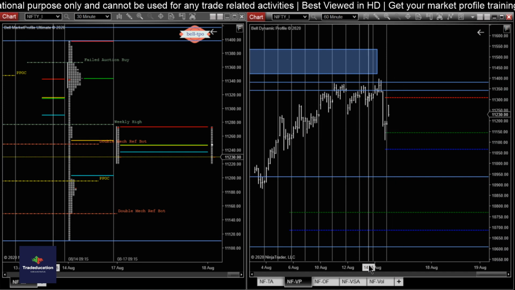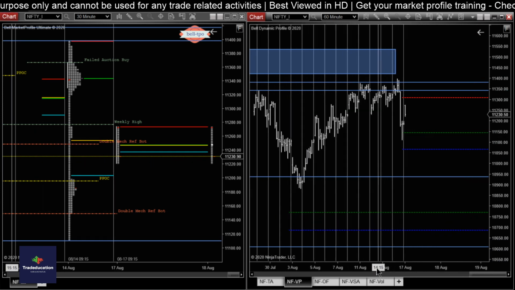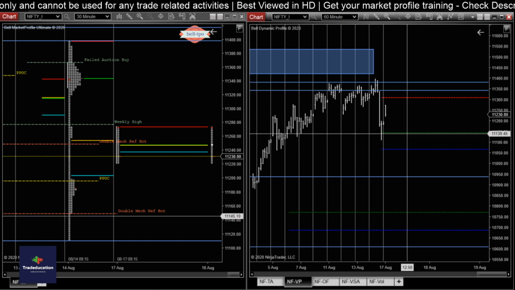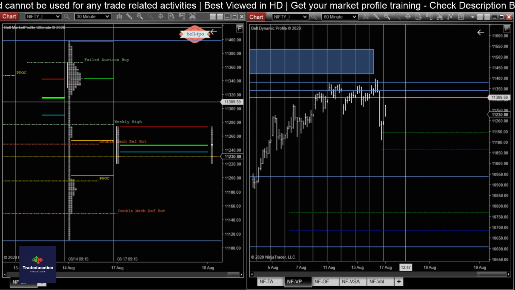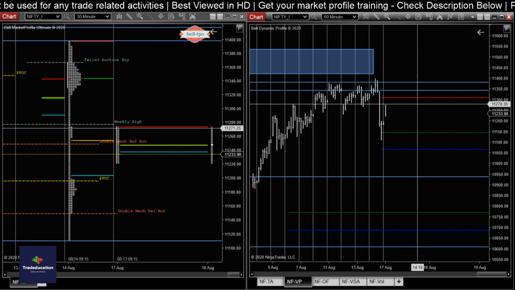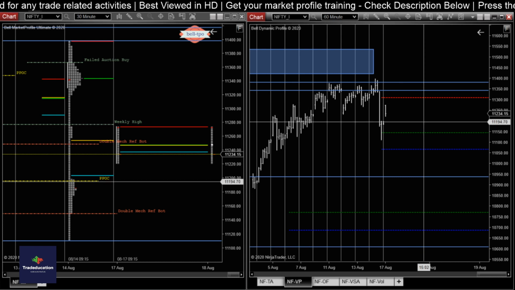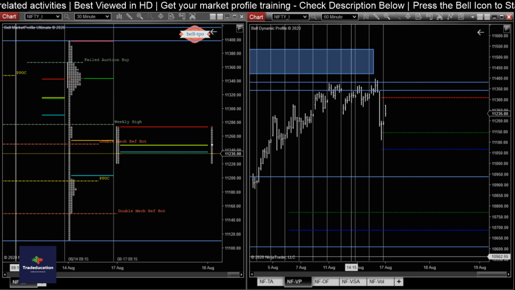And where the auction is opened, the auction is opened within the VPOC and the value area high. So wait for the market to chop. Don't take any trades. Wait for the choppiness action to come.